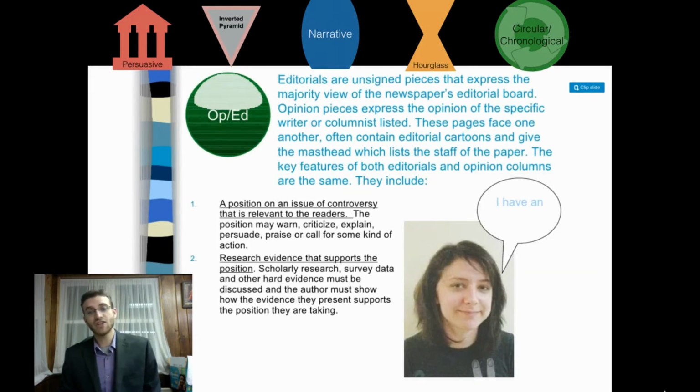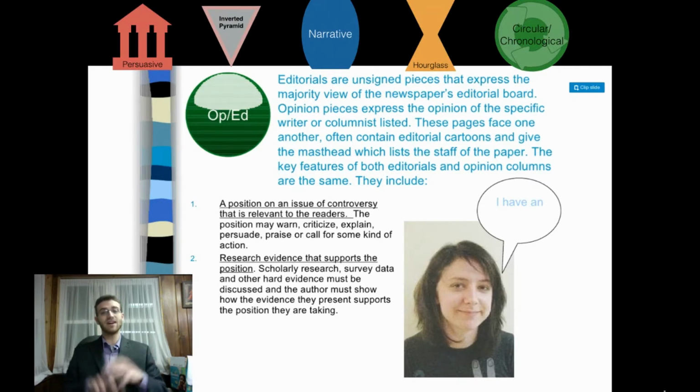Op-eds are where you actually get to start expressing your own personal opinion. Usually in journalism, this is a huge no-no, right? We want to stay objective, we want to stay fact-based. However, we are allowed as journalists to have opinions. In fact, it's inevitable that we will have opinions, and there is a forum to express those opinions. The most important part is that we are clear and transparent that these are indeed our opinions and not try and pass them off as facts.